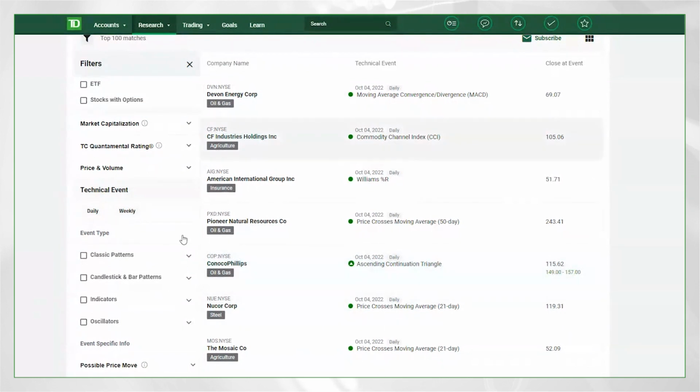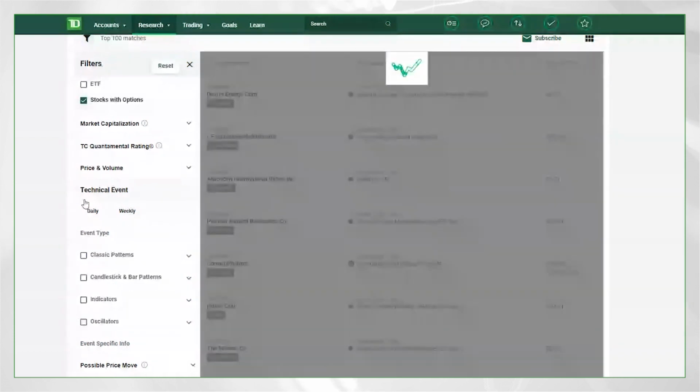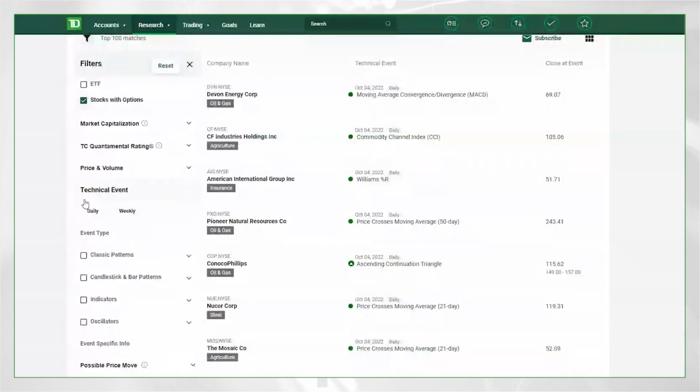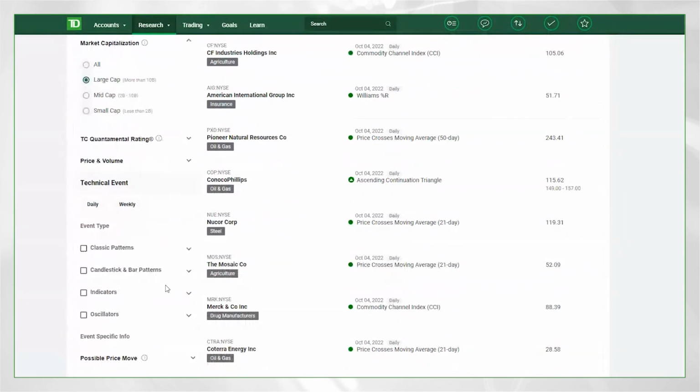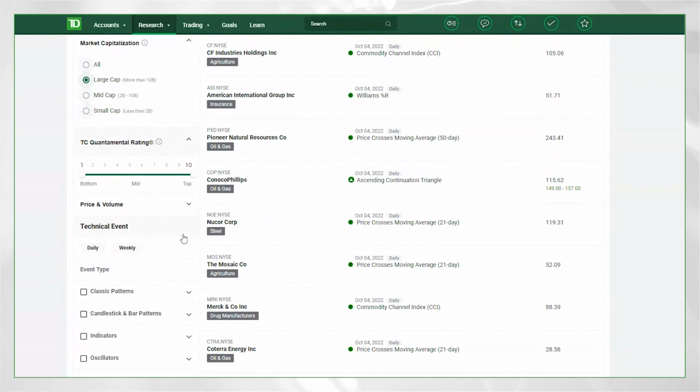So you can select only ETFs if you're an ETF investor only, or you can select stocks with options. I like to do this one personally just because it gives us a little bit more liquidity. If it has options available, it has a little bit more volume on average, but your preference. We can cycle by market cap, large, mid, small. I'm just going to use a large cap for this demo right now. Then we do have the quantamental rating, which we'll talk about later on. If you want to look at fundamental versus technical together, we'll get into that later on.